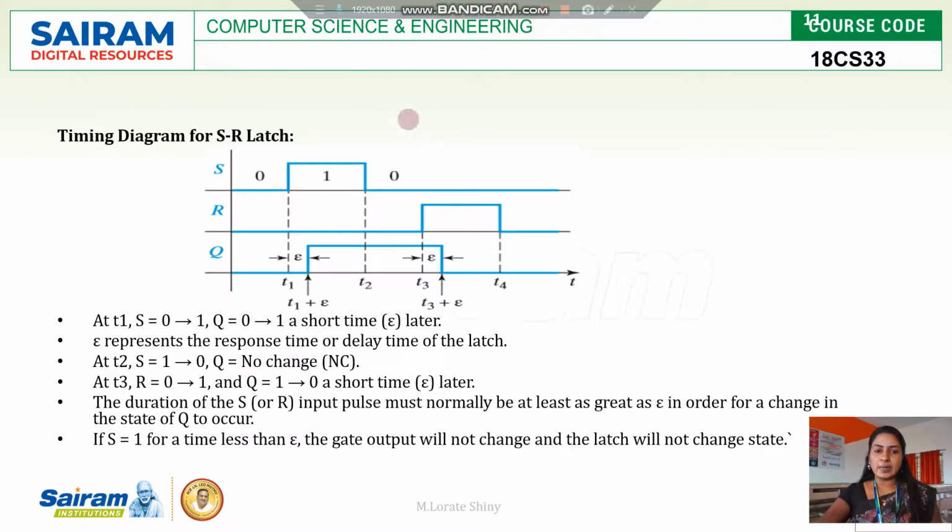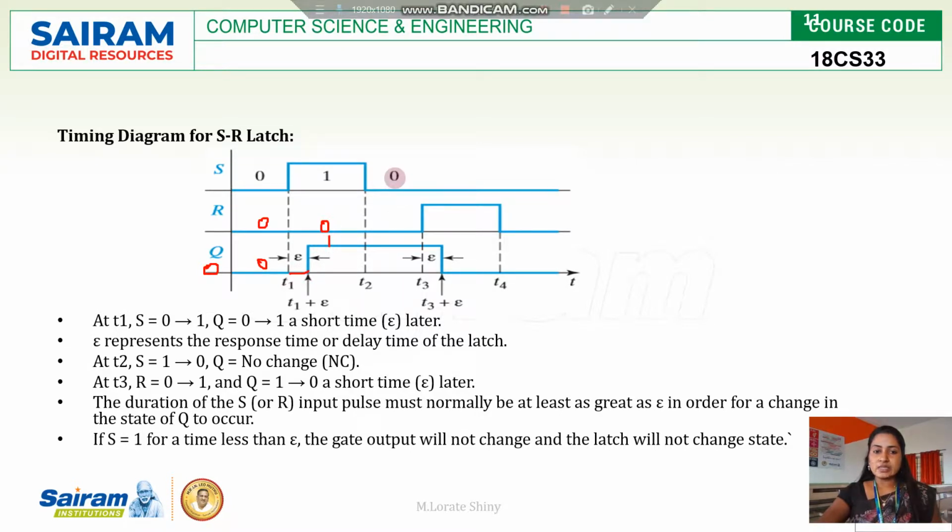Now we'll see the timing diagram. See, this is S. S equal to 0, R equal to 0. Whenever S and R both are 0, the Q will be the previous state output. The previous state output was considered as 0, so now this is also 0. Next, S is equal to 1, R is equal to 0. Whenever S is equal to 1, it will set the output, so the output is 1 after the delay time.